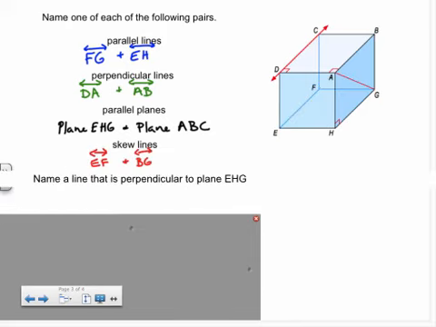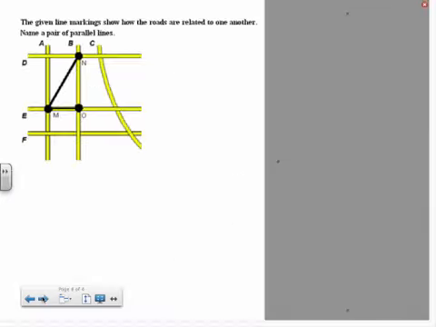Next, I need to name a line that's perpendicular to plane EHG. So we'll highlight plane EHG first, that's this bottom one, and then I have that right angle marking on the front right corner there, so that would be line AH. Alright, now let's do a couple problem solving examples.